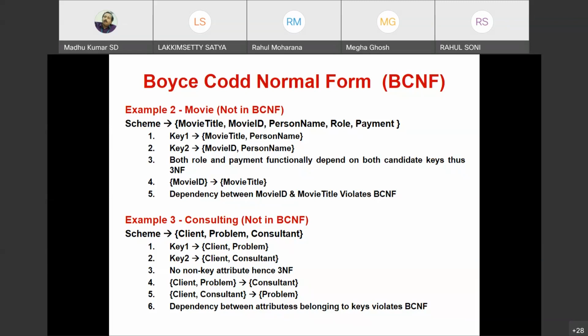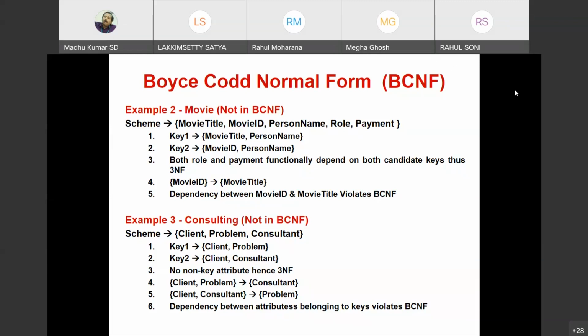So the condition for a relation to be in BCNF is that for any functional dependency of the form X determines Y, X should be the candidate key of the table. So that is the simplest and the strongest definition that is possible for BCNF.